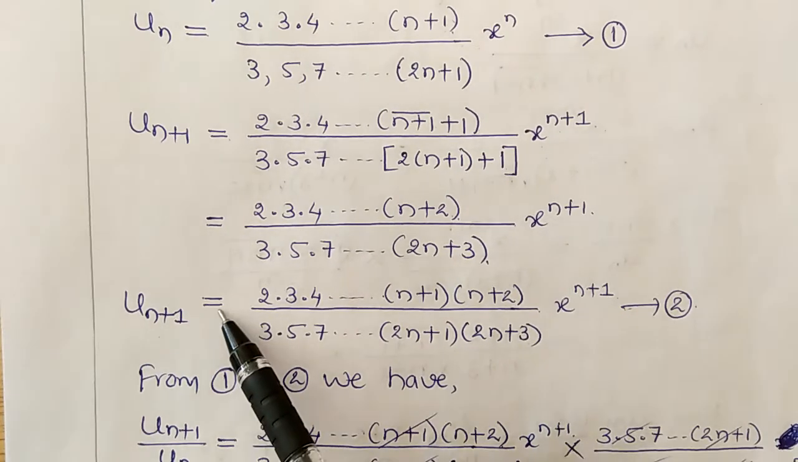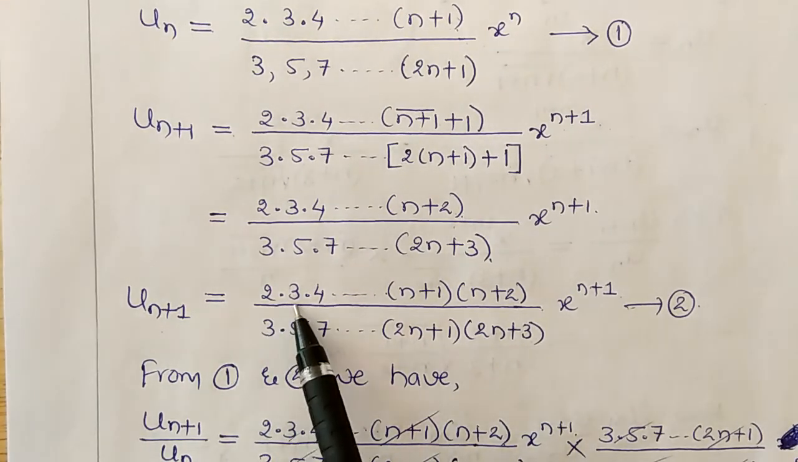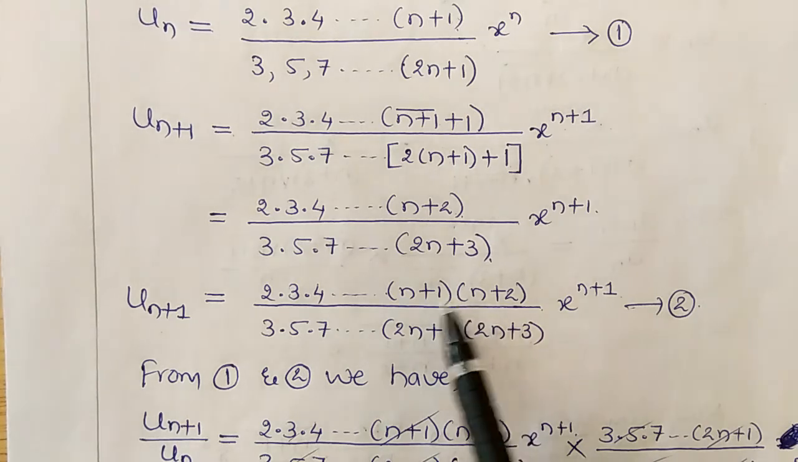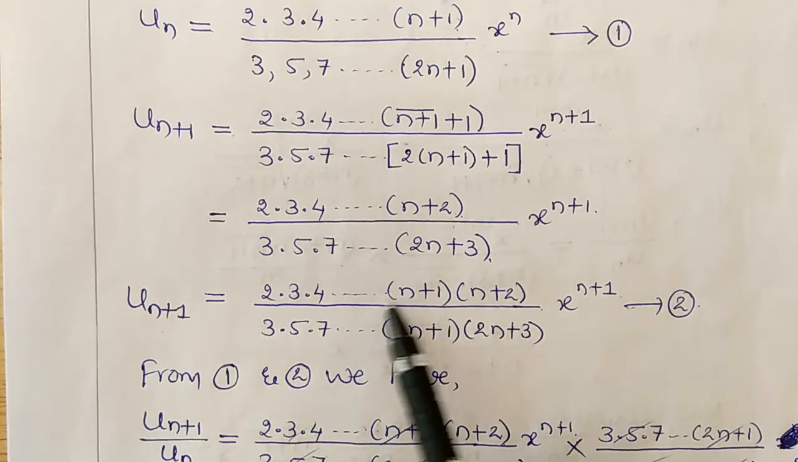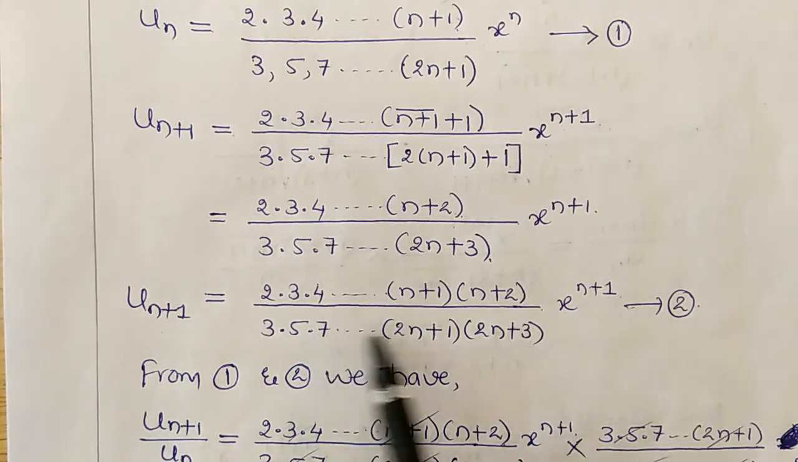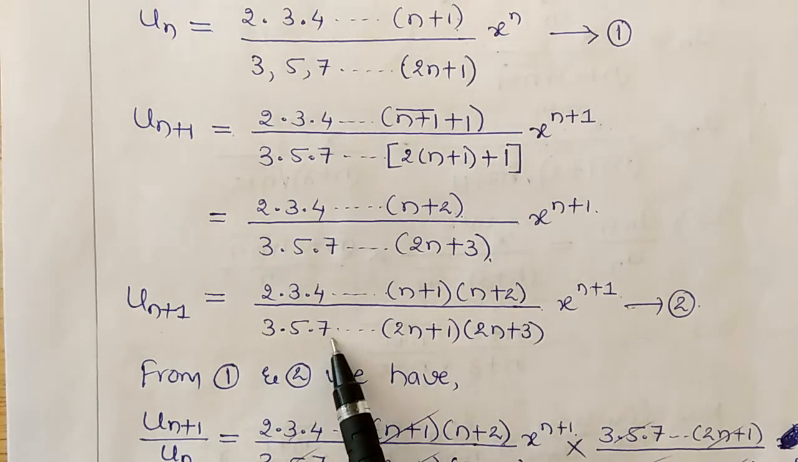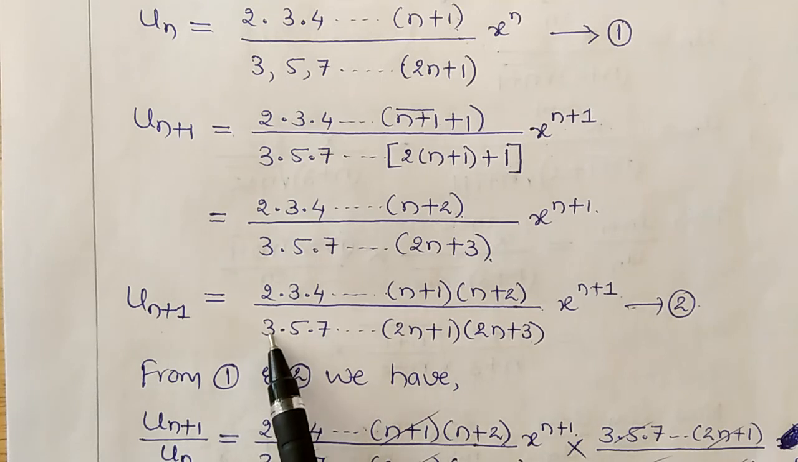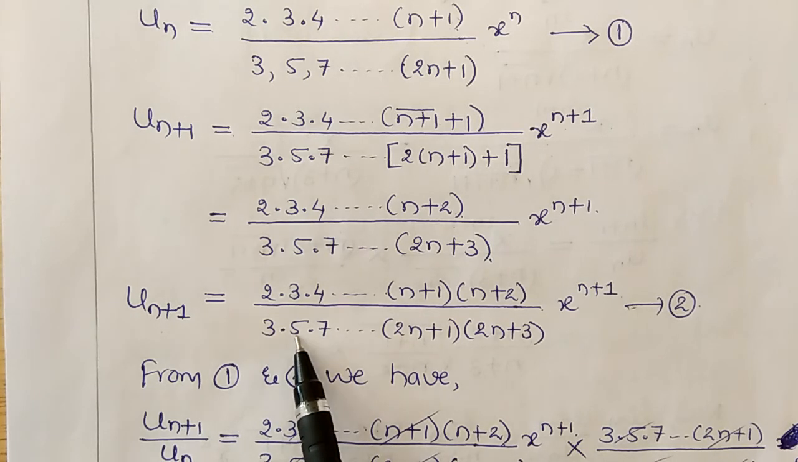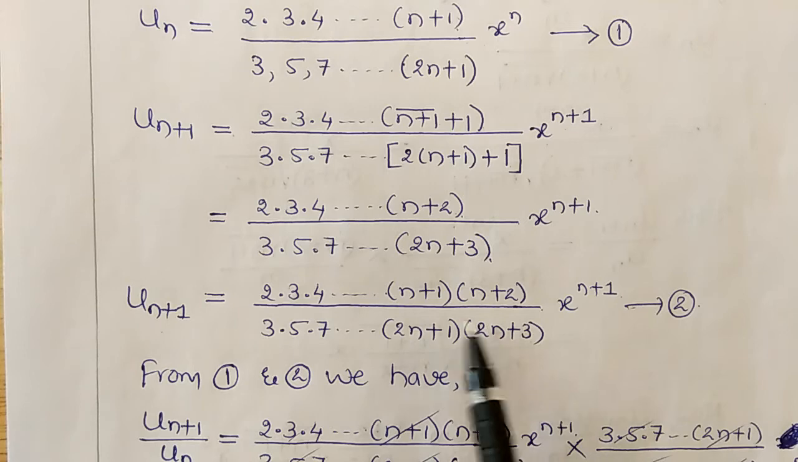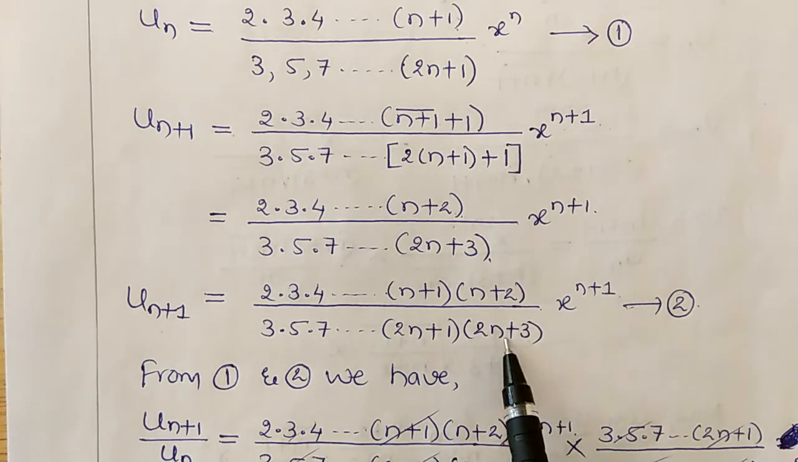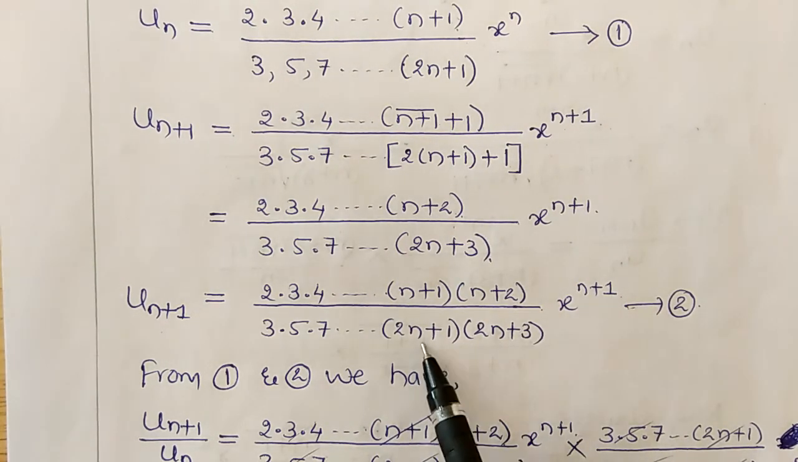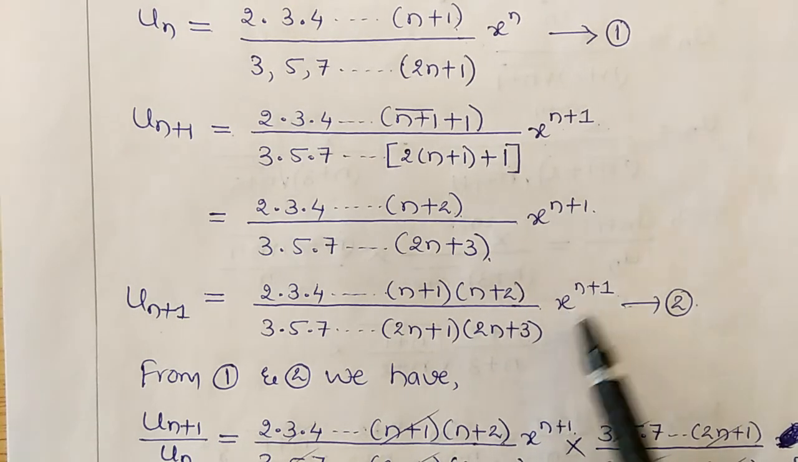So un plus 1 is equal to 2, 3, 4, and the term before it is n plus 1, then n plus 2, whole divided by 3, 5, 7. The difference is 2: 5 minus 3 is 2, 7 minus 5 is 2. So that's why here also the difference is 2. So the term before 2n plus 3 is 2n plus 1, into x raised to n plus 1.